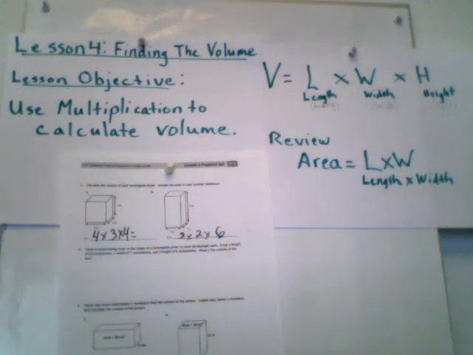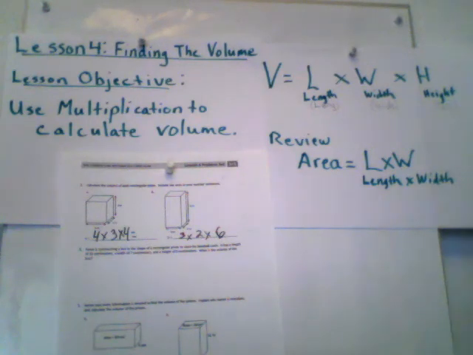And number 5. Number 5 says, Aaron says he needs more information to find the volume of the prisms. Explain why Aaron is mistaken, and then go ahead and calculate the volume of the prism.